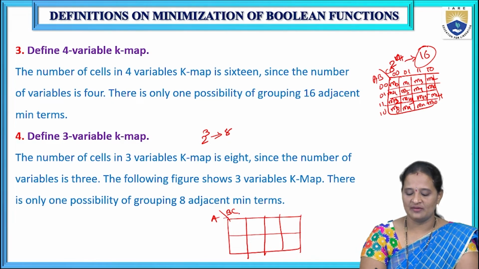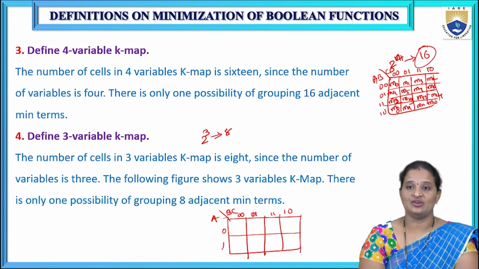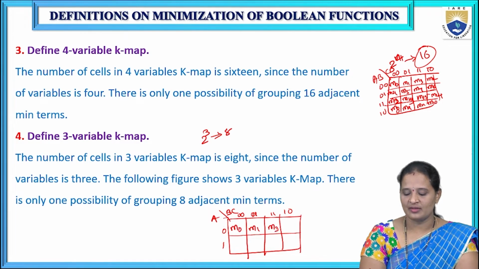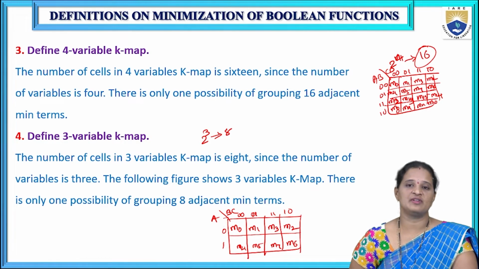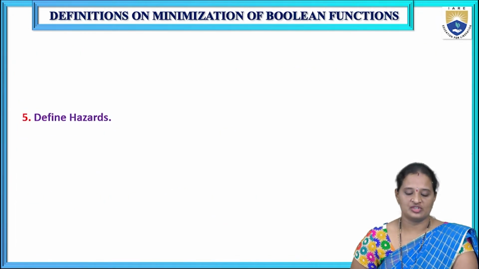So this is a 3-variable K-map structure: 00, 01, 11, 10 and 0, 1. We have 4 columns and 2 rows. The 2 rows represent the variable A is 0 and A is 1, and the 4 columns represent the 4 possible combinations for B, C. Each cell represents, this one M0, M1, M3, M2, whereas this one M4, M5, M7, M6. So this is a 3-variable K-map which is used to simplify the 3-variable Boolean function.